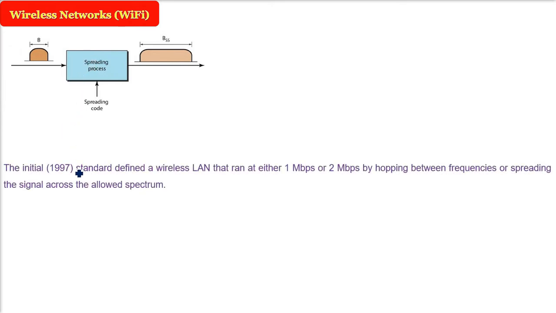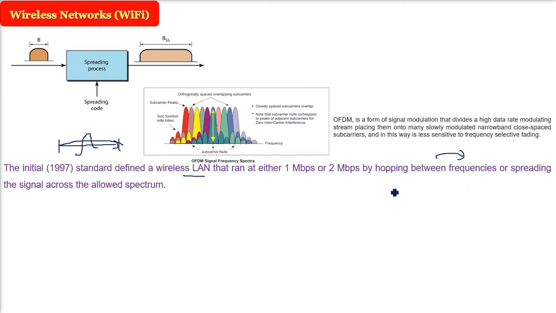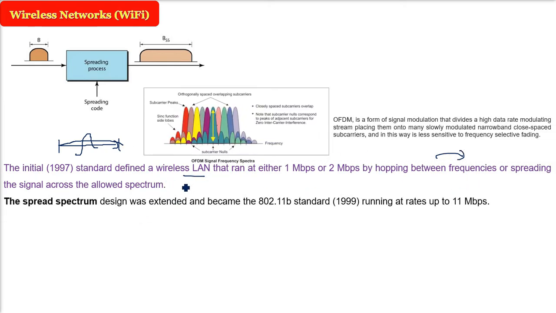So the initial 1997 standard defined a wireless LAN that was running at 1 megabit per second and 2 megabit per second. And this was using frequency hopping. That is, it changes the frequency. One frequency it is working on, then another frequency, then a third frequency. So frequency hopping was going on, using spread spectrum, that is, the whole of the spectrum which is assigned is being used, spreading the signal across the allowed spectrum. This was 1997. Now the technology has evolved.